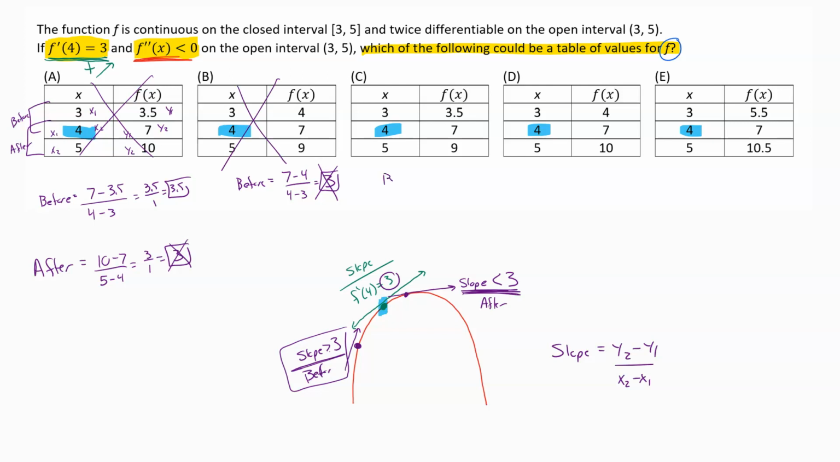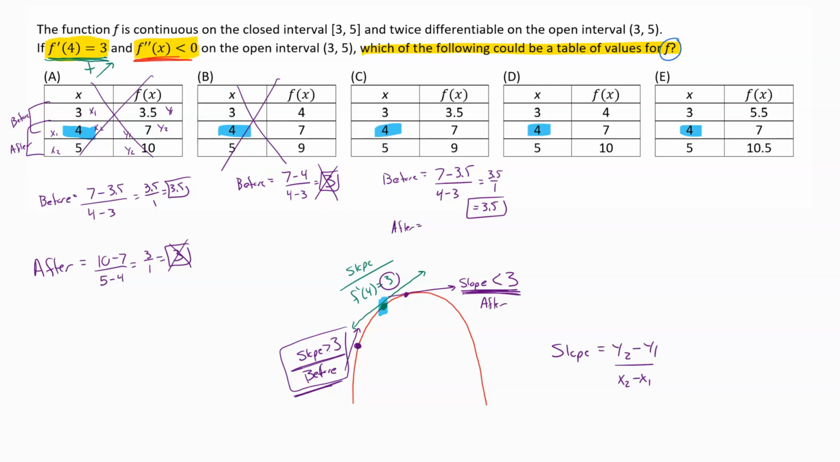Moving on to C, we go and we say, okay, before. So again, y2, 7, minus y1, 3.5, over x2, 4 minus x1, 3. So we get 3.5 over 1. So before is 3.5. That works. 3.5 is bigger than 3, and so that's going to be okay on that one.